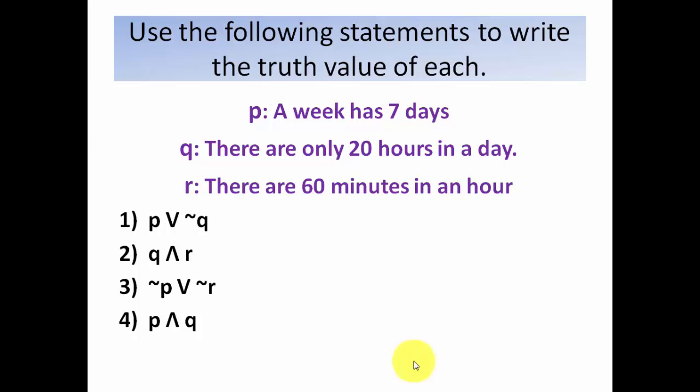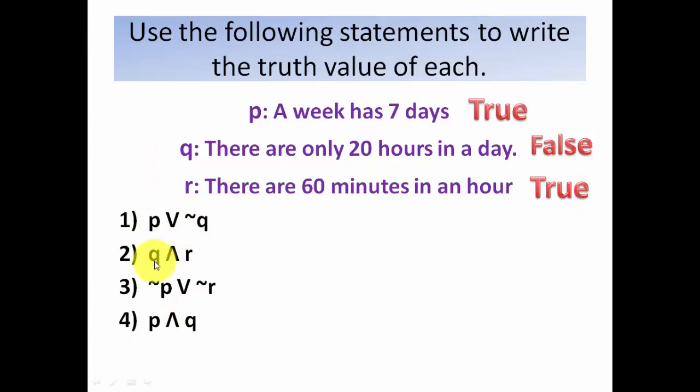Use the following statements to write the truth values of each. So we are not writing the conjunctions and disjunctions, we are just determining the truth value of each of these at the bottom. The easiest way to do this is to first determine the truth value of your three statements. P, a week has 7 days. That's going to be true. Q, there are only 20 hours in a day. That's going to be false. And R, there are 60 minutes in an hour. That's going to be true.